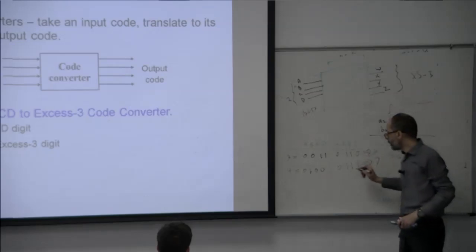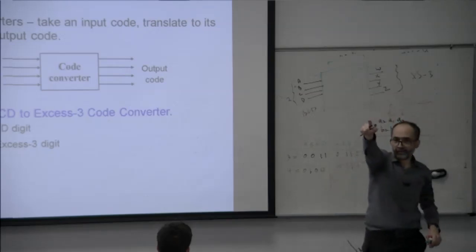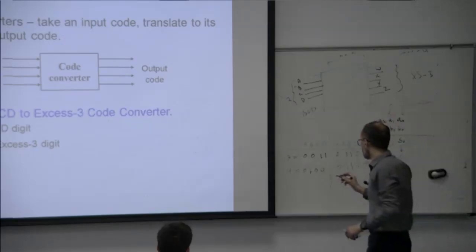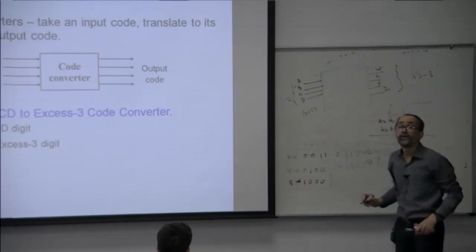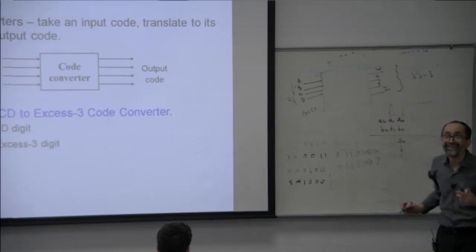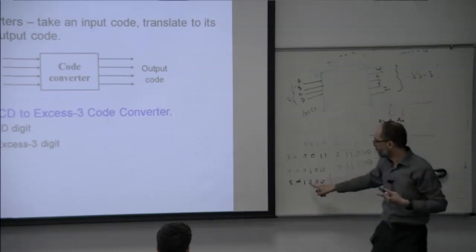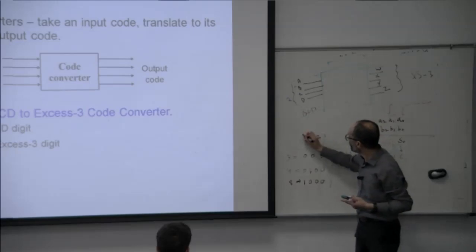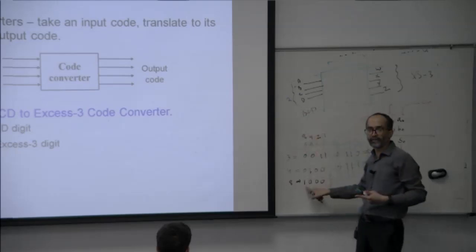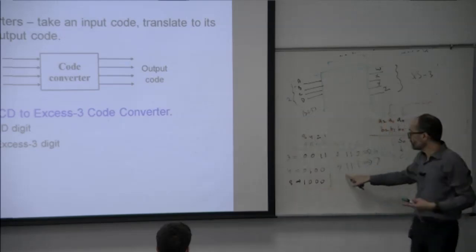Got it? Okay. If the input is 1, 0, 0, 0, the input is 8. What is the output? Input is what? 8. Okay. 1, 2, 4, 8. Because this is 8. 8 plus 4 plus. Got it? What will be the output?